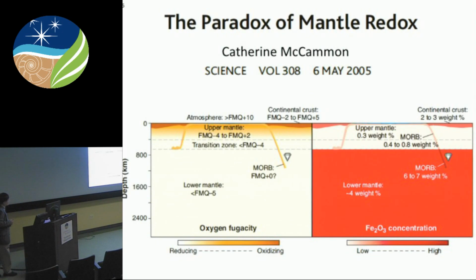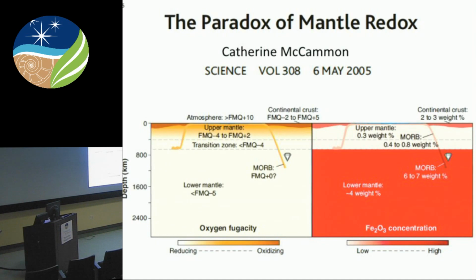But early on, people also found some paradox. For instance, the so-called paradox of mantle redox is that, based on that view, the surface is very oxidized, somewhere around MQ. That's the ferrite, magnesite, magnetite, and quartz buffer, which everyone uses. So plus 10, that's 10 orders of magnitude more oxidized than FQM. And when you get to the lower mantle, it's minus 5, so a 15 order of magnitude range from the surface to the interior. If that's the case, then you should not see too much ferric iron in the lower mantle.